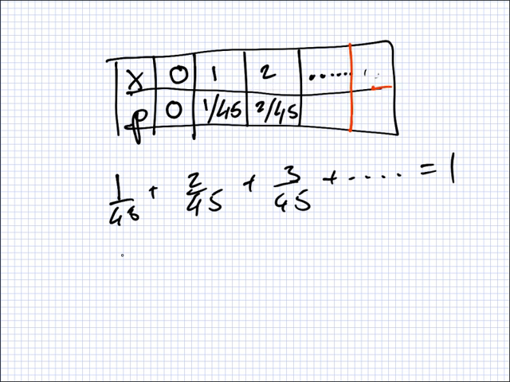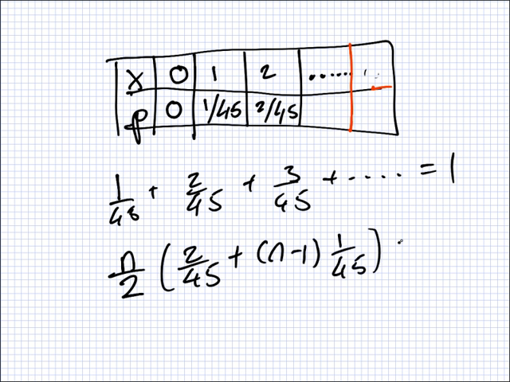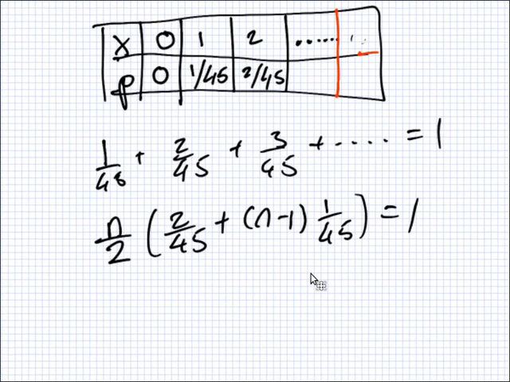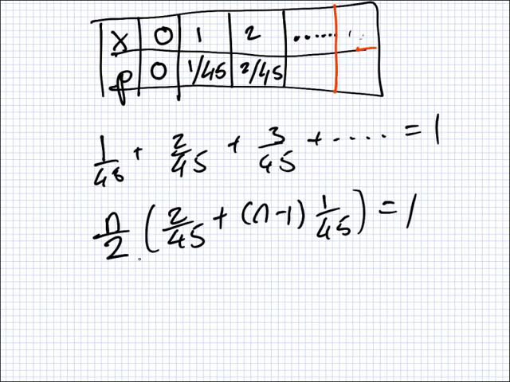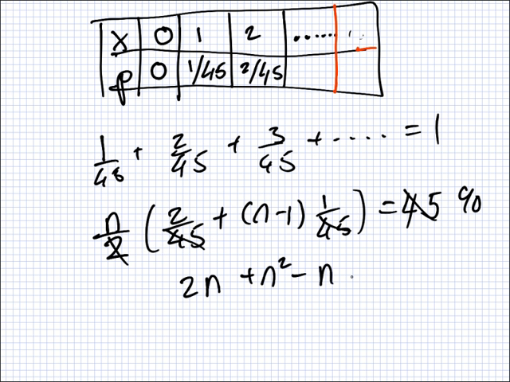1 over 45. So the formula is n over 2, 2a plus n minus 1 times d. And you want that to equal 1. Okay. Let's bring out that 45. Let's multiply by 2. So now that becomes 90. So that's 2n plus n squared minus n equals 90. So that's n squared plus n minus 90 equals 0.